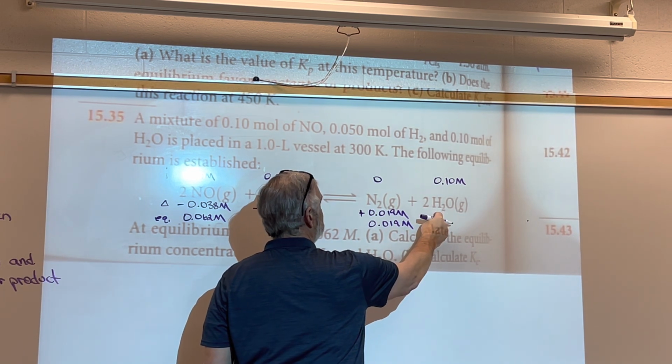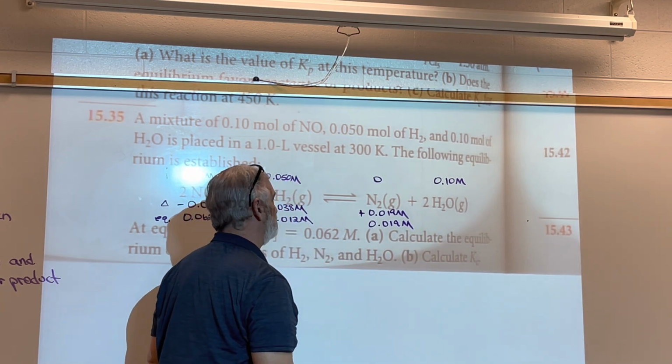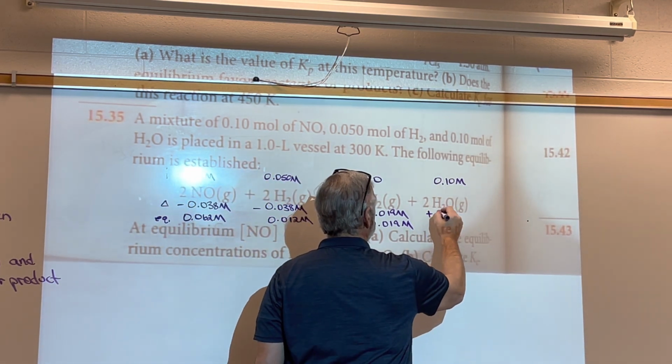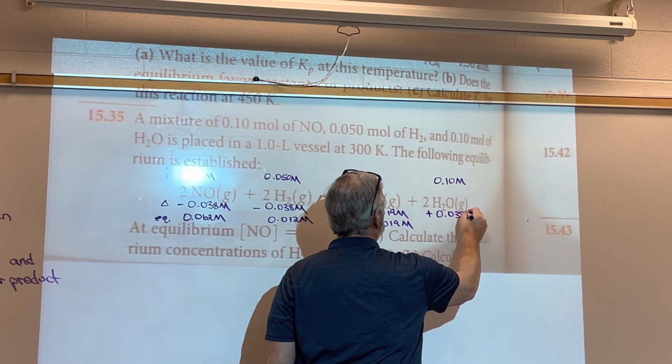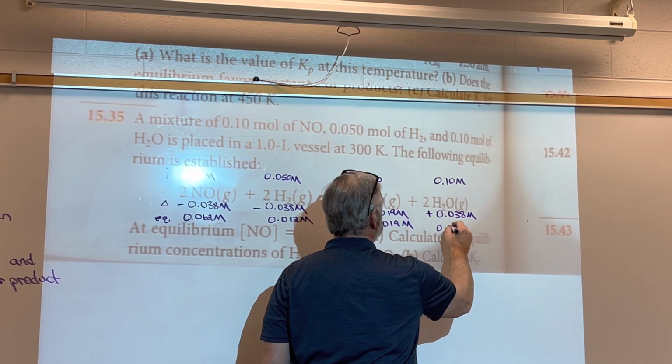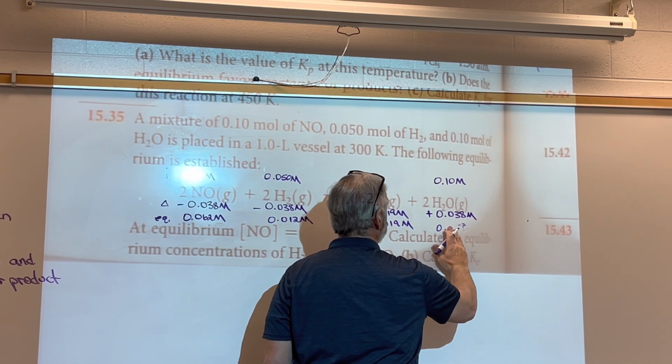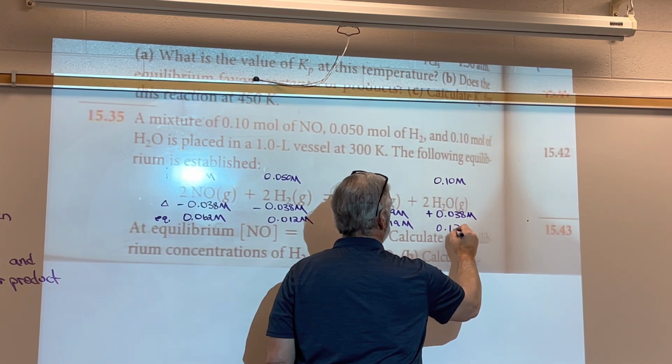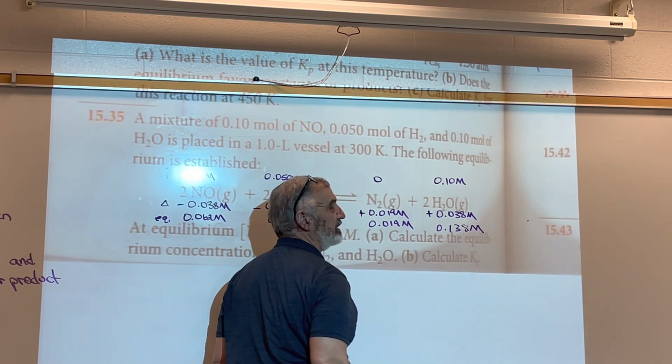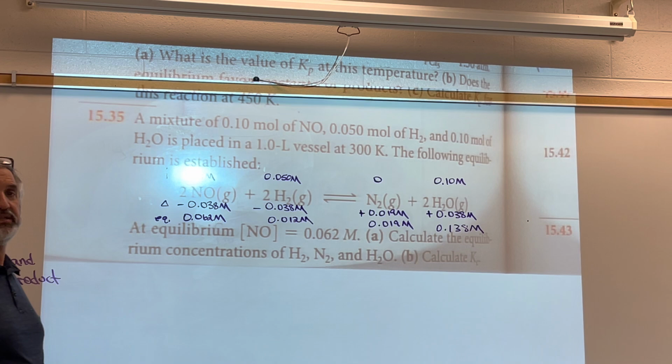And what about this one? Plus 0.038. This is going to be plus 0.038 molar, so at equilibrium this is going to be 0.138. Ice, ice, baby. Set up your ice table. So now we know everything, right?